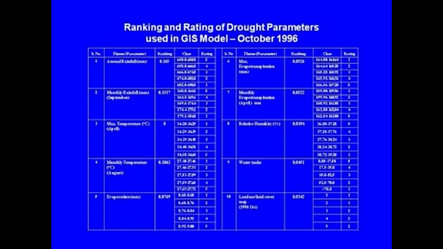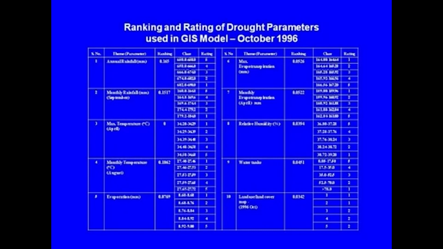This ranking has been obtained by using normalized pairwise comparison matrices, which is also known as Saaty's method of ranking and rating. Based on this approach, different parameters have been given ranking. For example, maximum temperature has been given 0, whereas some of the parameters have very low ranking, but the net sum of all these rankings is equal to 1.